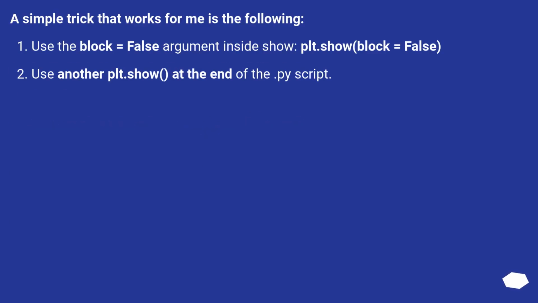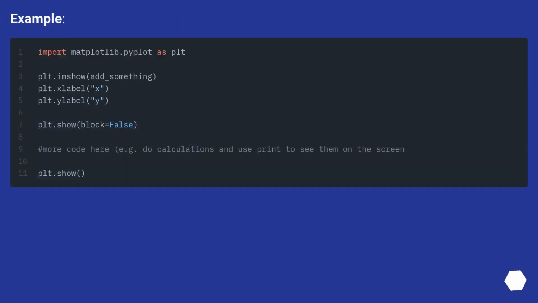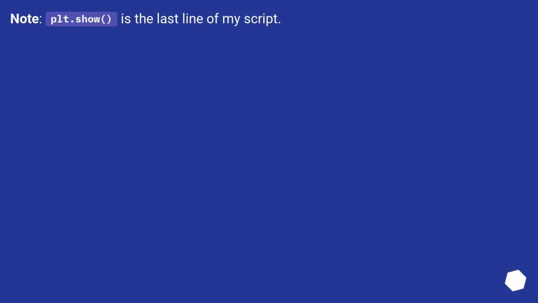A simple trick that works for me is the following. Use the block=False argument inside show, plt.show(block=False), and use another plt.show() at the end of the py script. Example. Note, plt.show() is the last line of my script.